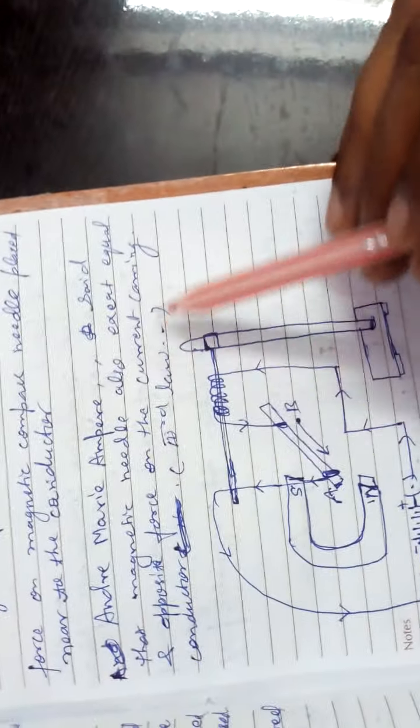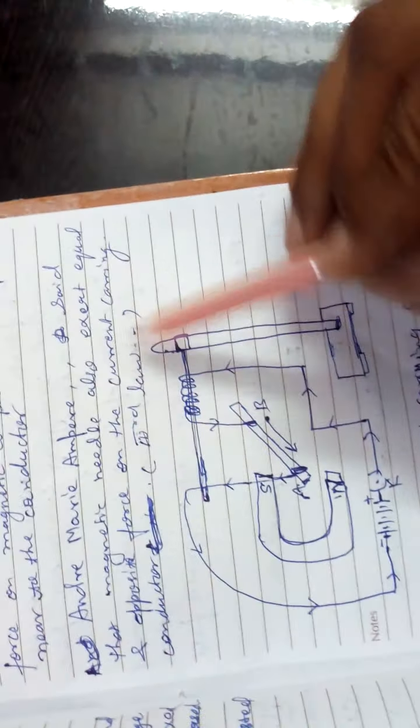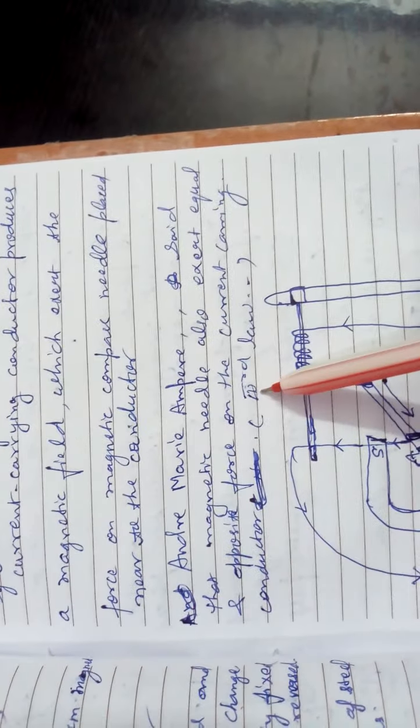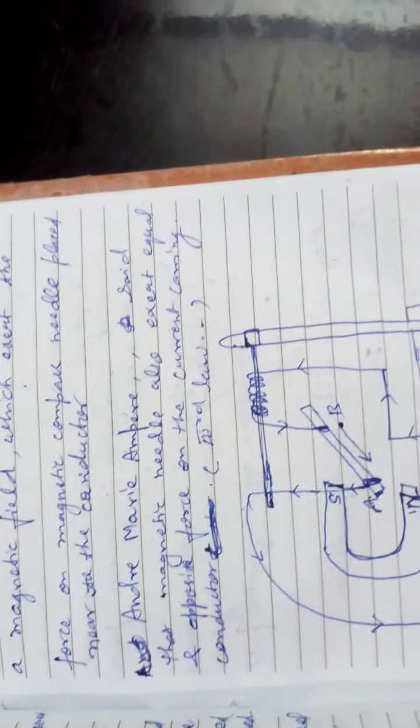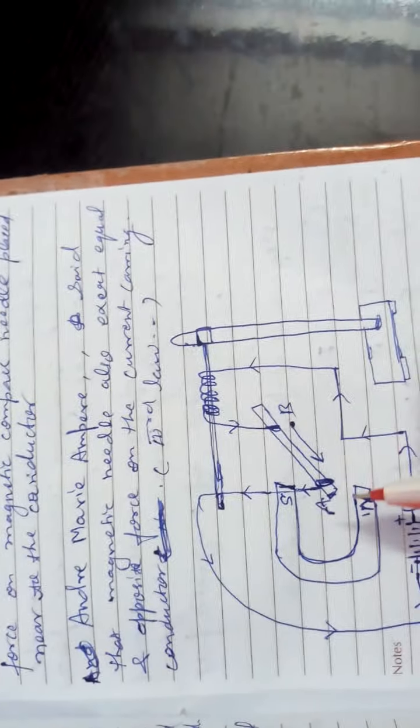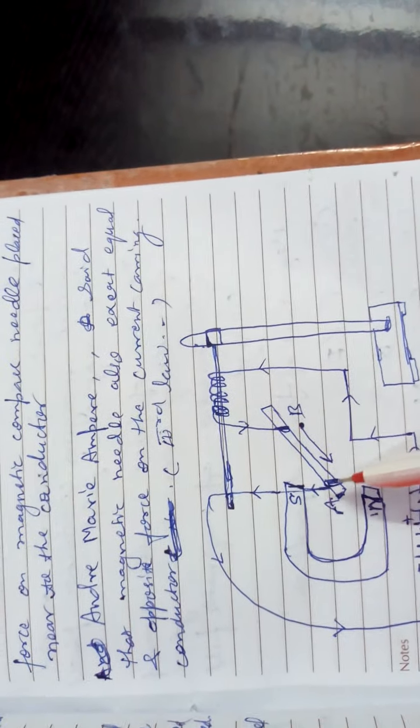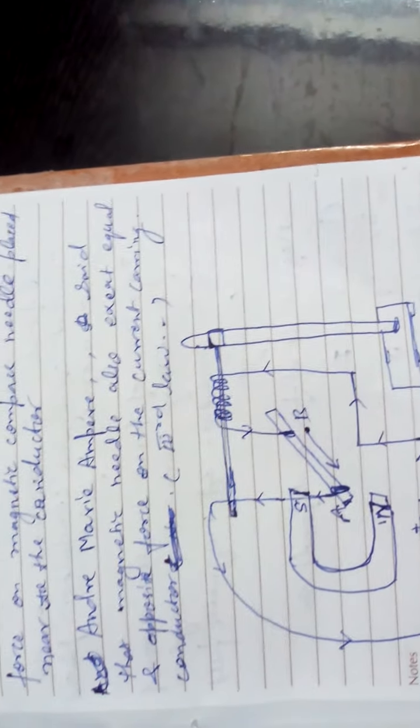So magnetic needles also exert an equal opposite force. Newton's third law, you know. In Newton's third law it is given that every action has an equal and opposite reaction. So it means if the magnet is applying a force, then the electromagnet is also applying a force.